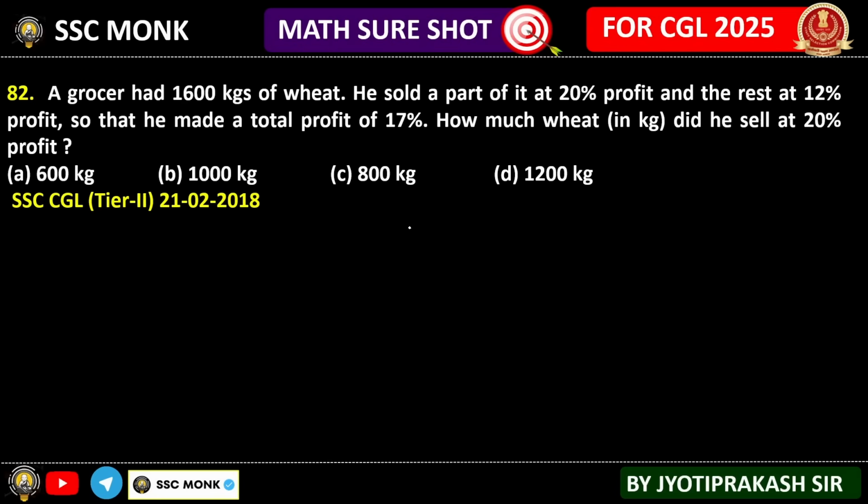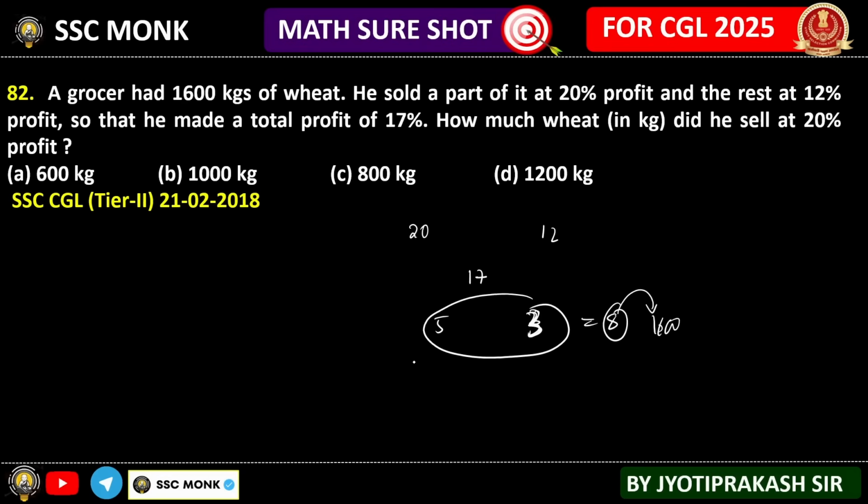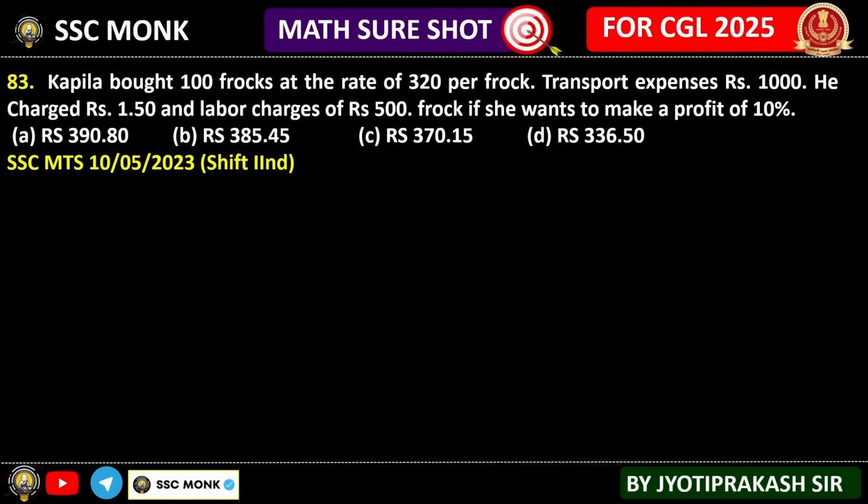Now, see, very simple. 20% profit, 12% profit, total 17%. The differences are 5 and 3, so he sold it at a ratio of 5:3. Total 8 parts. 8 parts is equal to 1600 kg. So 5 parts is equal to 1000 kg. That is option B. Next.